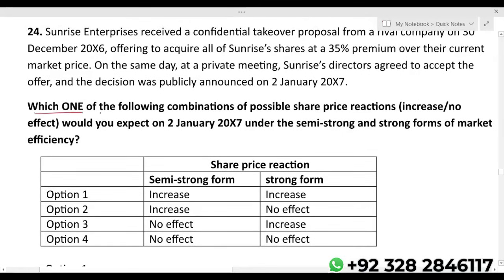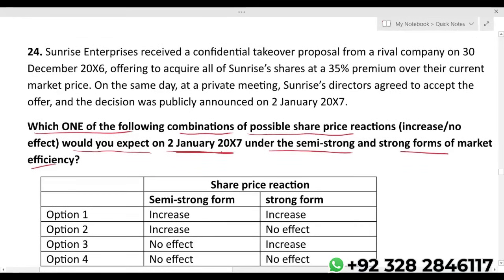Which one of the following combinations of possible share price reaction, increase or no effect, would you expect on 2nd January X2 under the semi-strong and strong form market efficiency? Okay, let me tell you one thing. When we say strong form efficiency, the assumption is that the stock exchange is a perfect capital market. The board of directors and shareholders have the same information. And in case of strong form efficiency, if you make a really good decision, even if you are not announcing it, automatically the impact of that decision will be reflected in the share price.